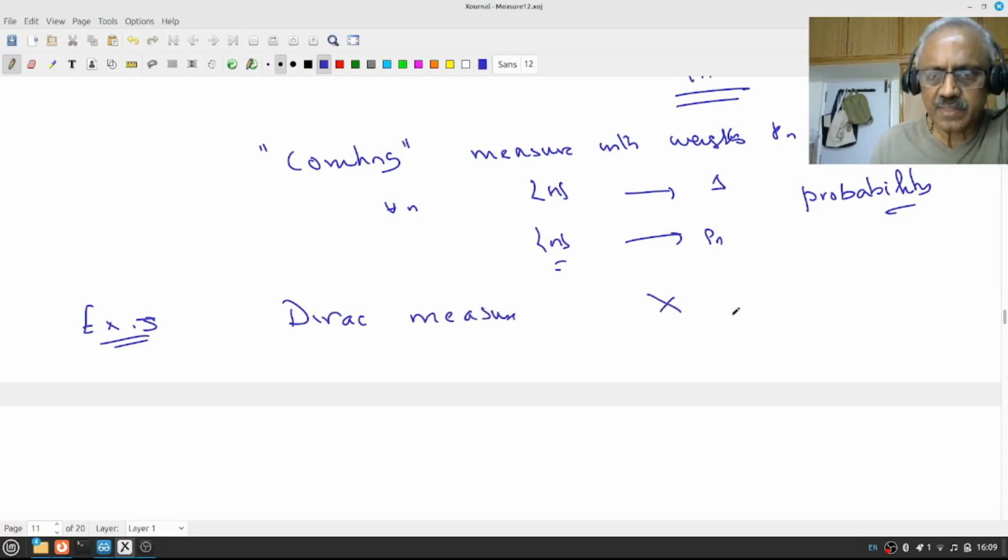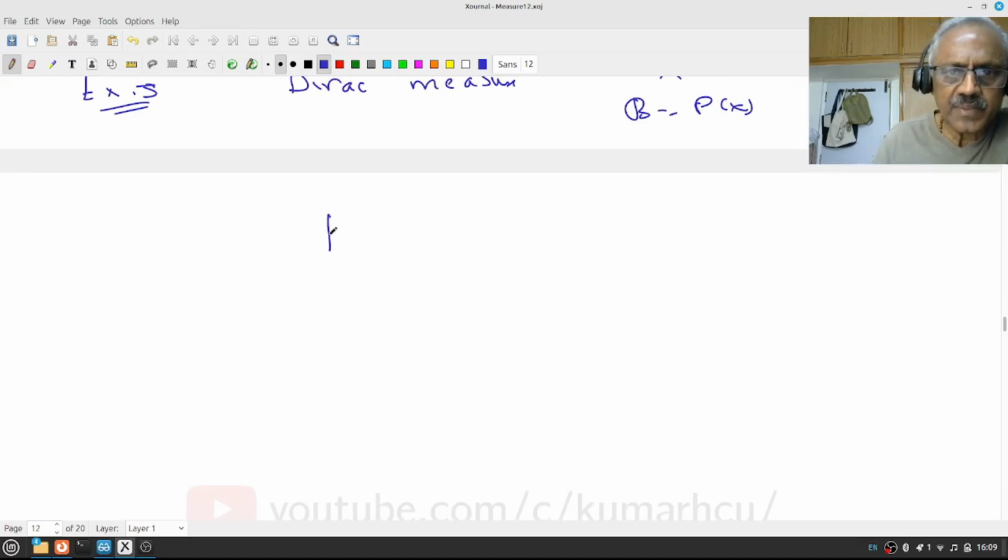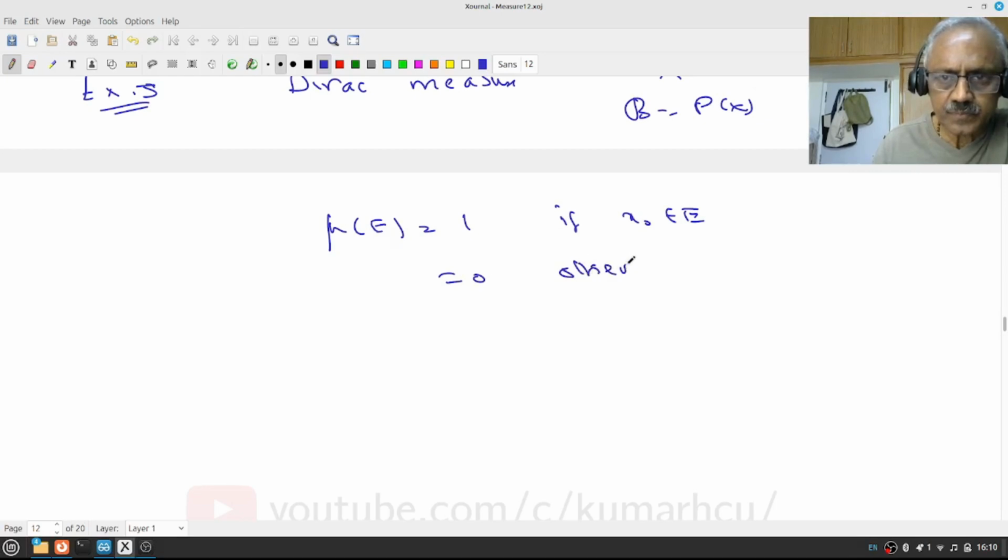Let X be any set. Fix a point x naught in X, and take my B to be the power set of X. Then define mu of E to be 1 if x naught is in E, otherwise 0. That's it. So this is a Dirac measure based at x naught.